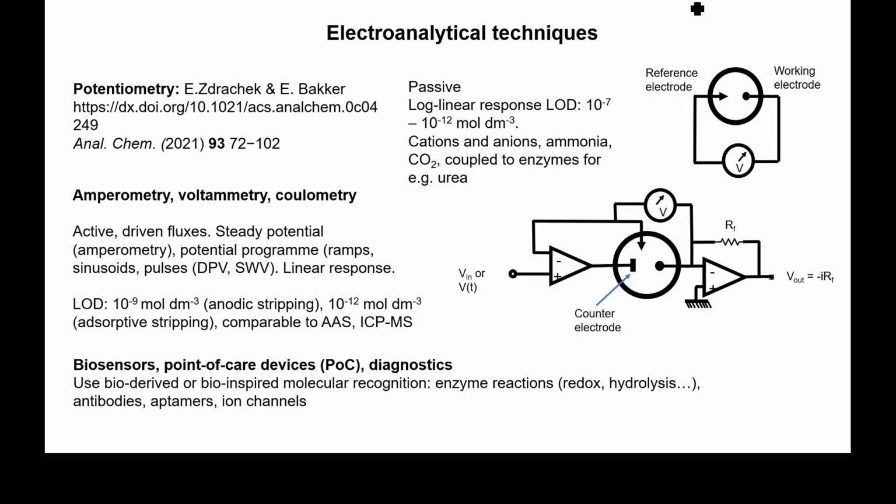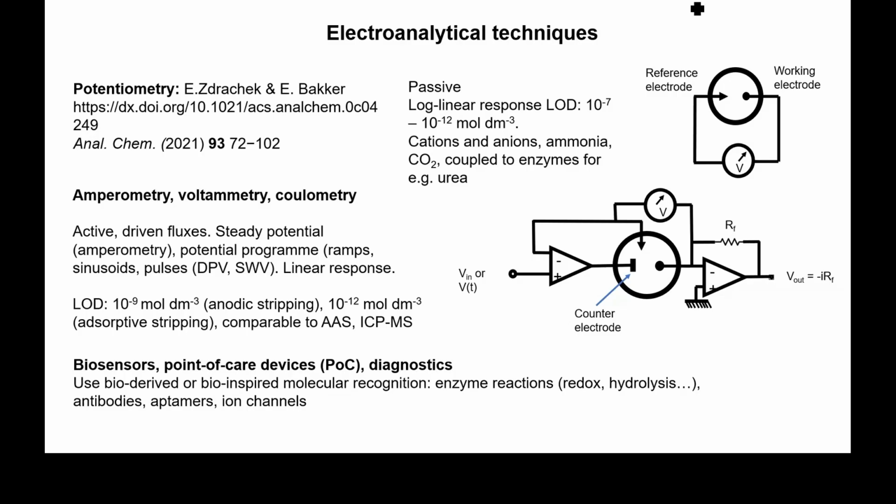There are two broad approaches: potentiometry, which are essentially passive devices that can be described by thermodynamics and have a log linear relationship between the analyte concentration and the signal that you get out, which is the potential, typically for cations and anions, and we can also do ammonia and carbon dioxide if we couple these to enzymes. These have a very wide dynamic range, which is the upside of the log linear response, sometimes as many as 6 or 7 orders of magnitude, but limits of detection for the standard devices are around 10 to the minus 7, but can be extended to the picomolar level by putting complexing agents in the filling solution.